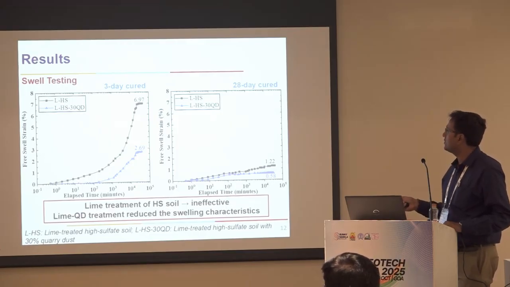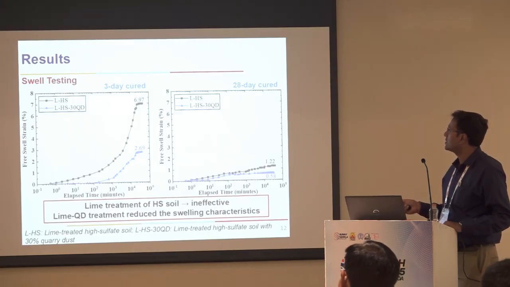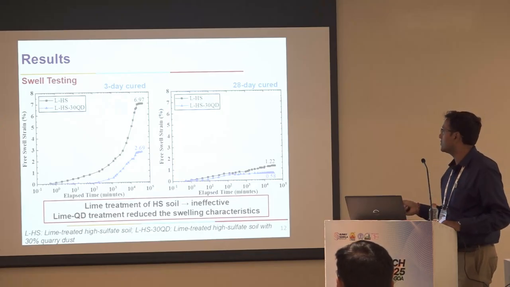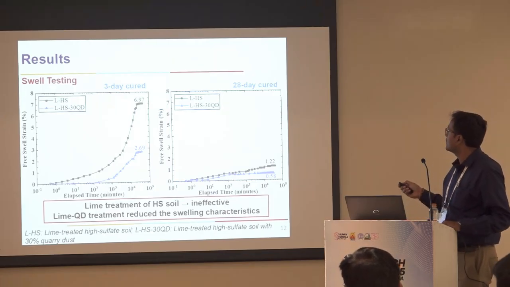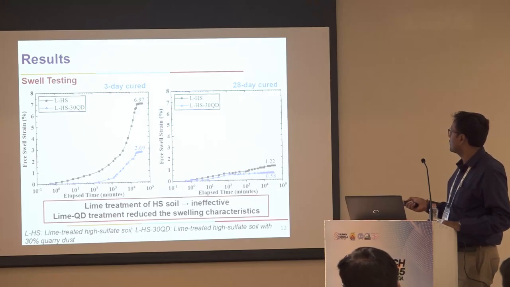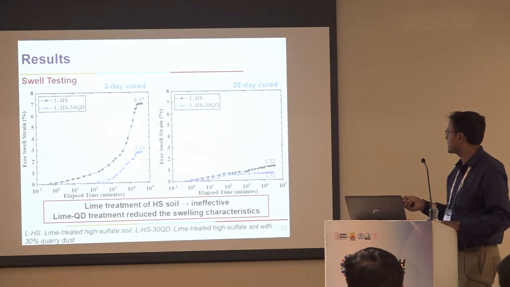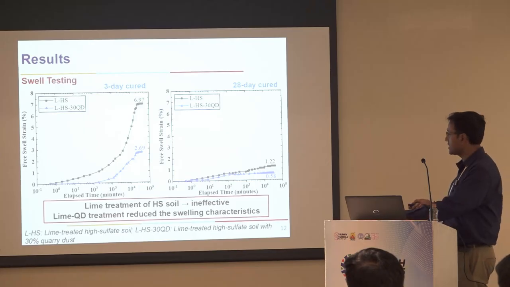When we introduced quarry fines, the swell strain went down significantly. And again, it's just 3 days curing, so it's not expected to be significantly participating in the chemical reaction. For the 28 days one, we can see that the swelling itself went down, and that's because in 28 days, cementitious reaction products are forming. They bind the matrix together, and that way prevent the swelling to some extent. Here also we can see that the quarry dust specimen performed well compared to the one having just high sulfate.